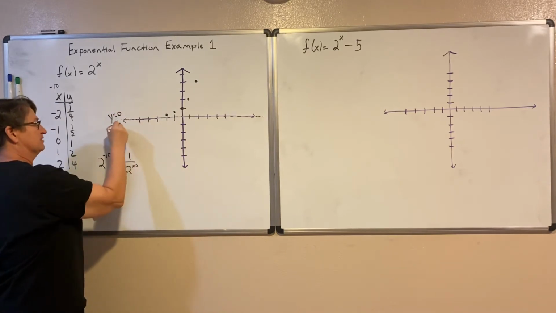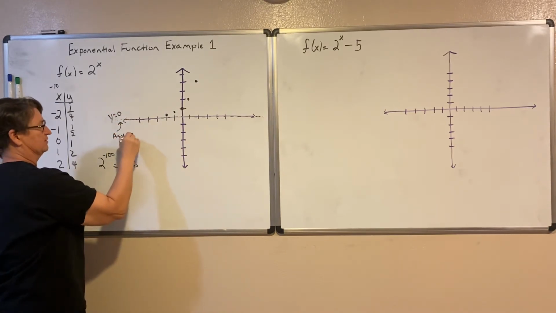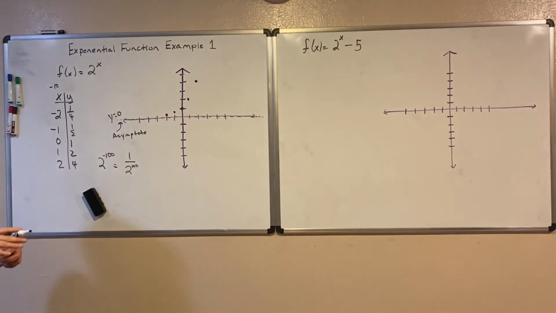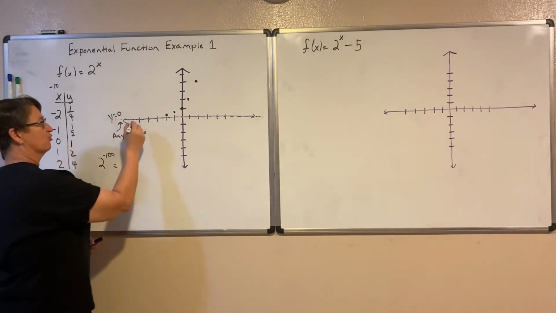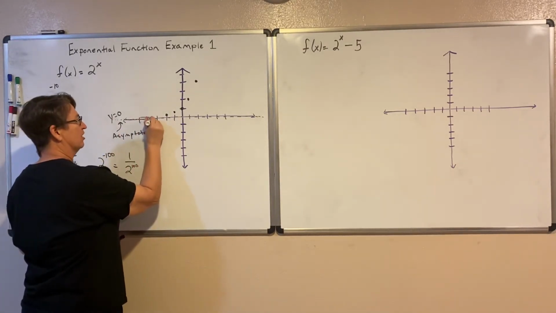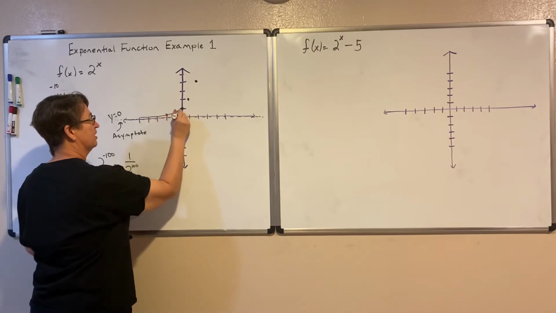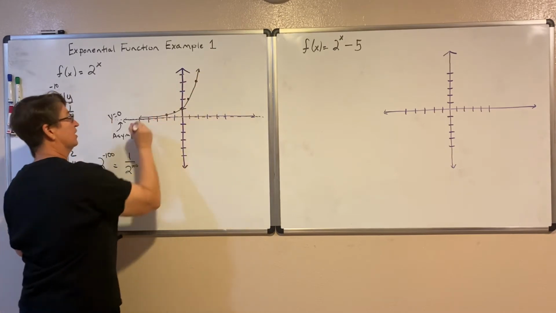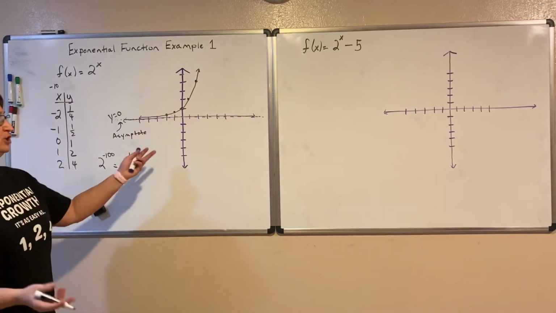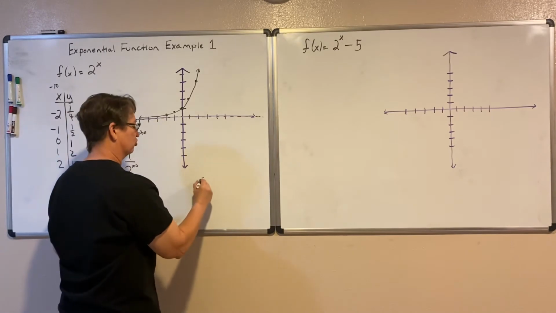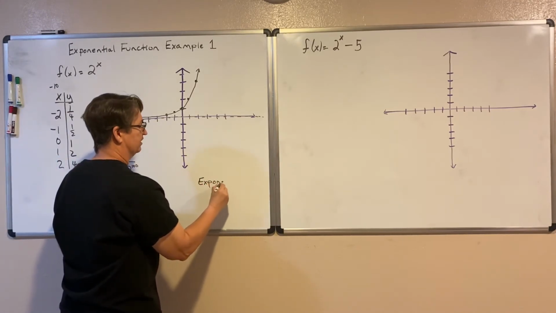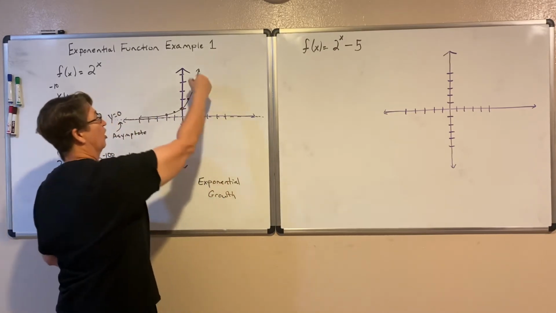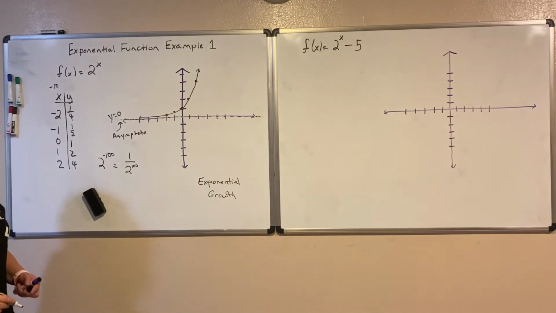So there's an asymptote where y equals 0, so that my graph is getting closer and closer to that without ever reaching it as my x's approach negative infinity. Then on the right, this is growing very rapidly. You can see it's growing exponentially, and we call this exponential growth. This is an example of exponential growth, where my graph is growing very rapidly.